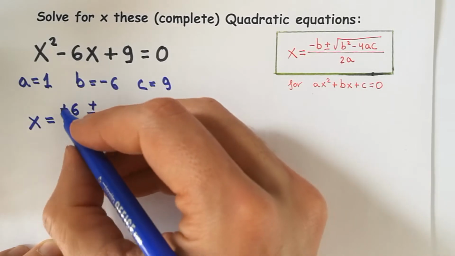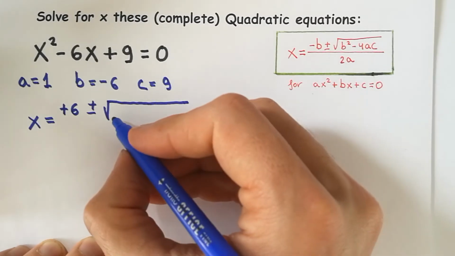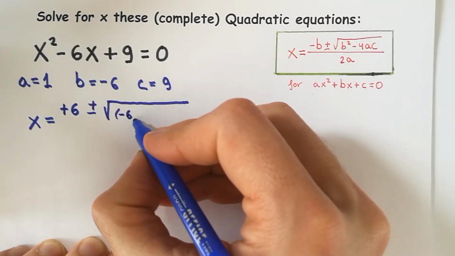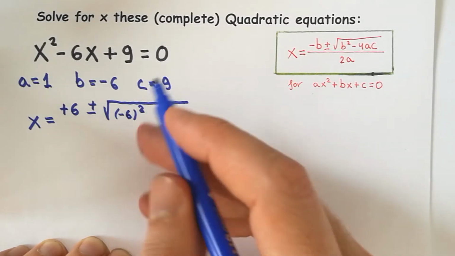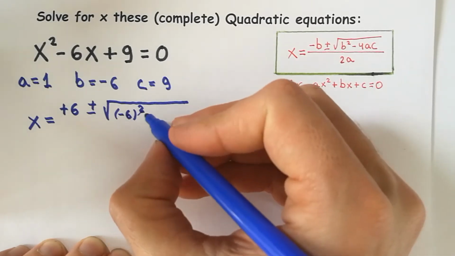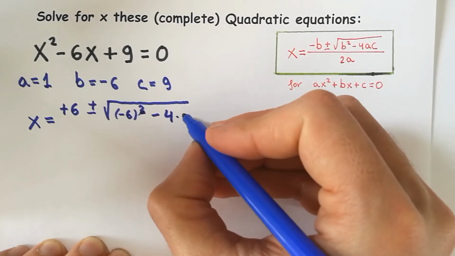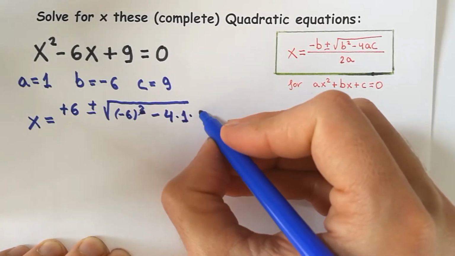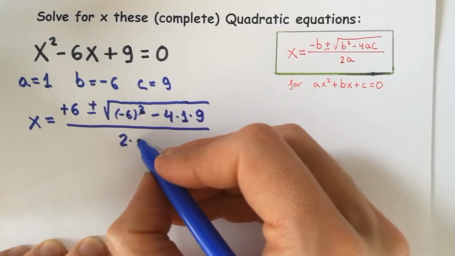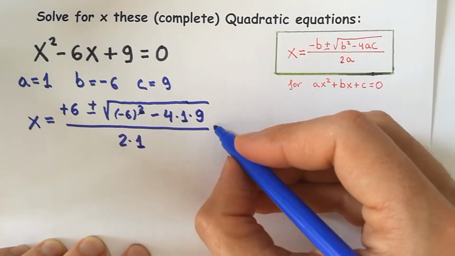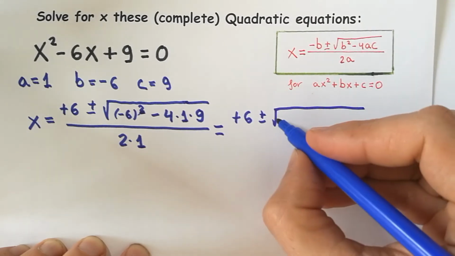You can avoid this plus sign if you want. Then inside the root, it's very important that you write these brackets, because if you don't write the brackets, the minus sign would be outside of the power. And then minus 4 times a, that is 1, times c, that is 9, over 2 times a.